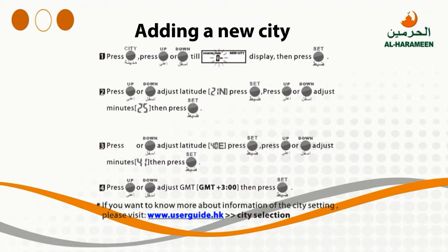3. Press up or down. Adjust latitude, 40E. Press set. Press up or down. Adjust minutes, 41. Then press set. 4. Press up or down. Adjust GMT. GMT plus 3 hours. Then press set. If you want to know more about information of the city setting, please visit www.userguide.hk. City selection.